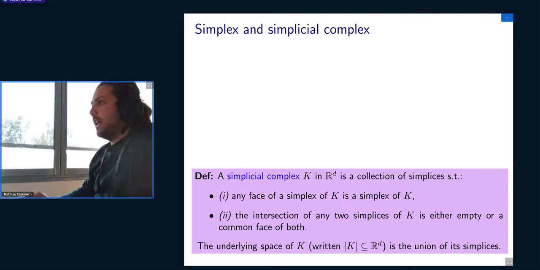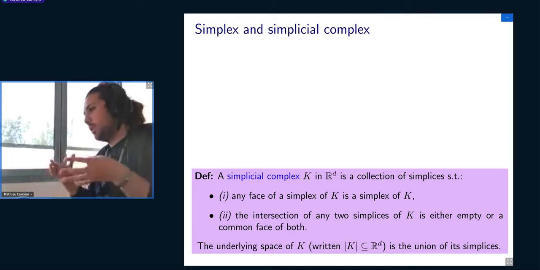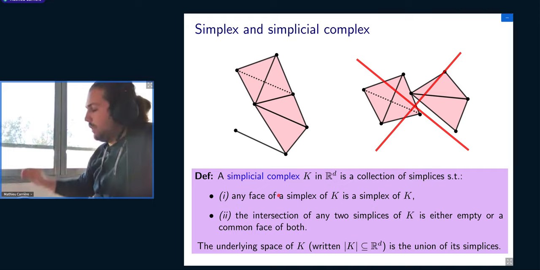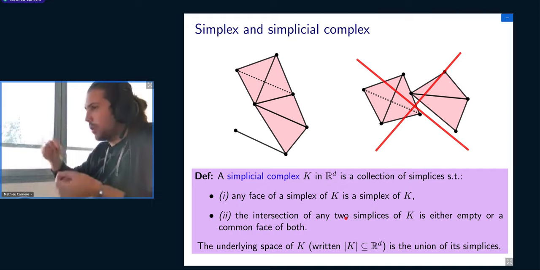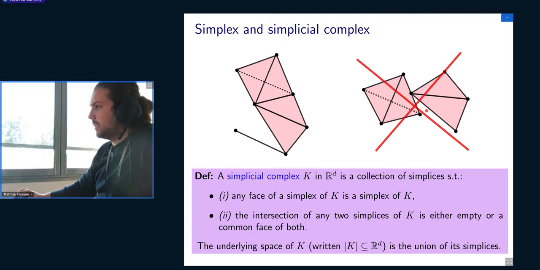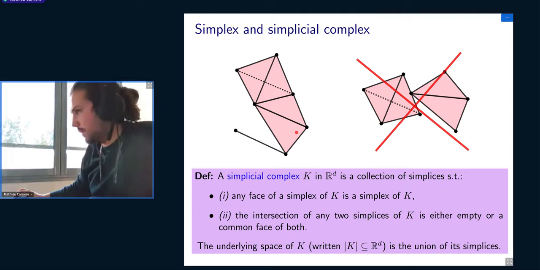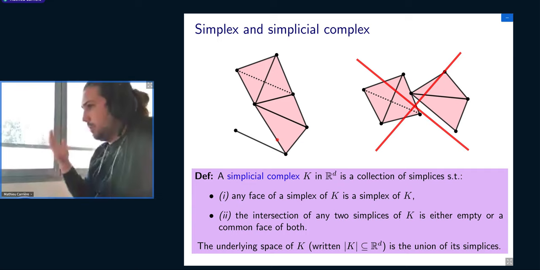And then a simplicial complex is just a family of simplices that you glue in some way. For instance, you have two rules. If you put a simplex in your complex, you want any face of that simplex to also be in your complex. And you also want, whenever two simplices have an intersection, that the whole common face is part of the complex. So in practice, this is a forbidden case, but this, on the other hand, is a correct simplicial complex. For instance, a one-dimensional simplicial complex is a graph, but it can be much more higher dimensional.